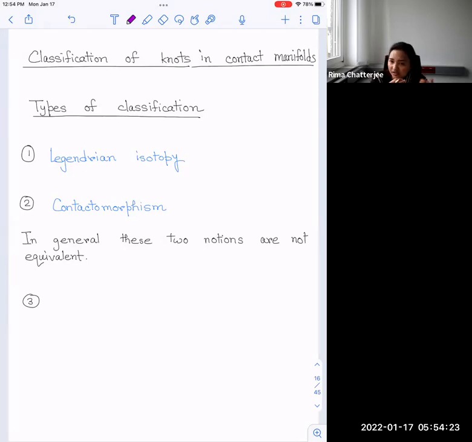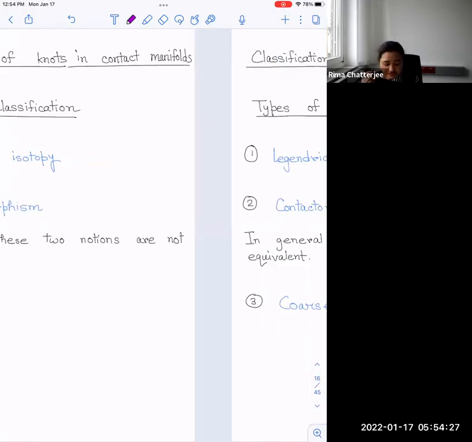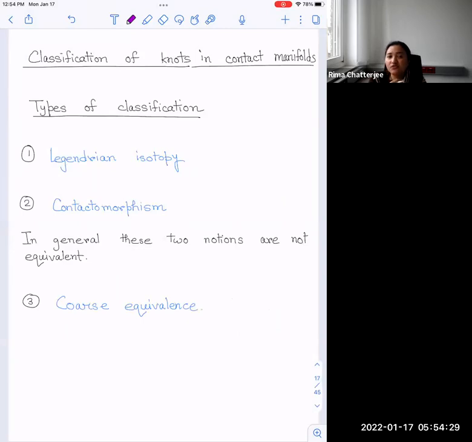So we use a third type of notion of classification, which is known as the coarse equivalence. So what is a coarse equivalence? Coarse equivalence is like contactomorphism again. We have a contactomorphism which takes one knot to the other, but this is also isotopic to the identity. But again, coarse equivalence is not as strong as Legendrian isotopy. So if you can prove that two knots are coarsely equivalent, we cannot say anything about if they are Legendrian isotopic or not.